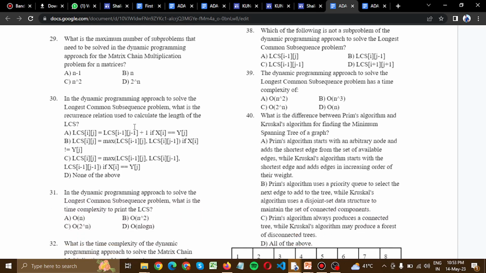Now next question number 30. In the dynamic programming approach to solve the longest common subsequence problem, what is the recurrence relation used to calculate the length of the LCS? So the correct answer is the first, that is LCS(i, j) equals LCS(i-1, j-1) plus 1 if x_i equals y_j.